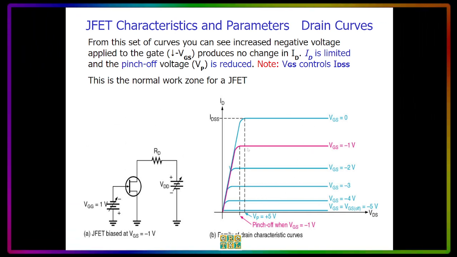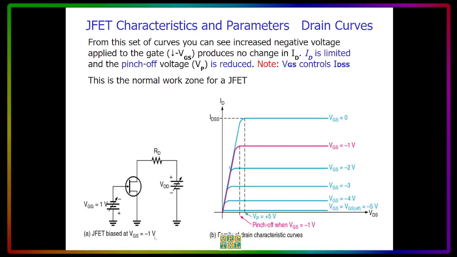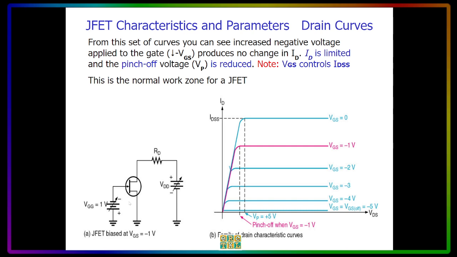And this pink curve here represents the VGS when it is negative 1 volt. So this is negative here. The voltage source here is negative 1, and the VGS will be, of course, negative 1.